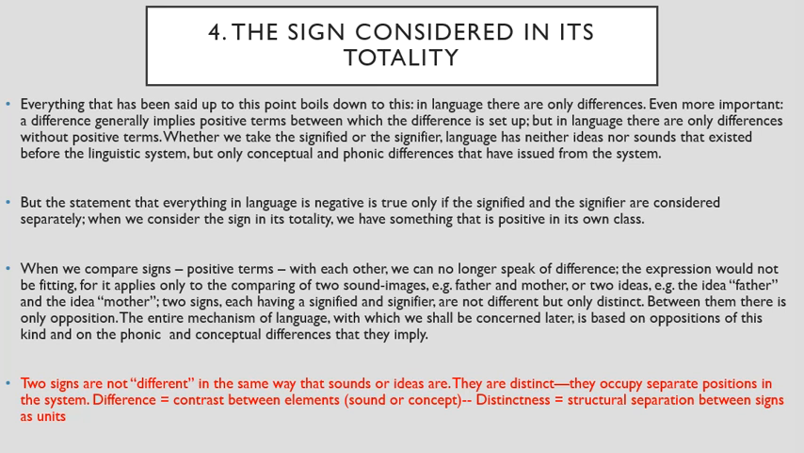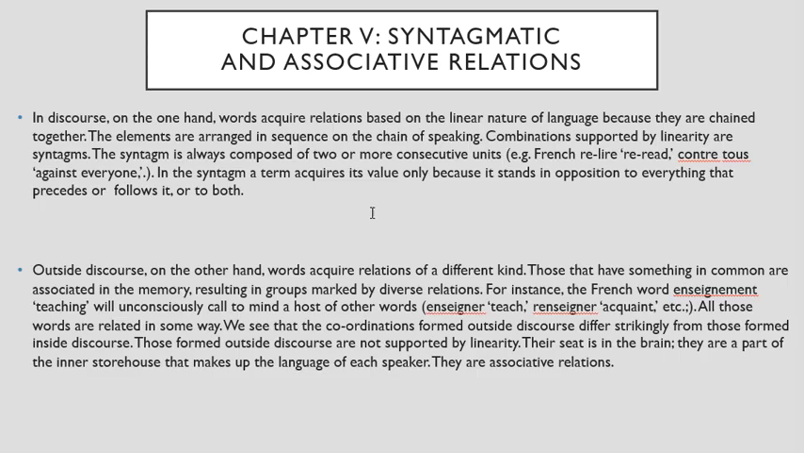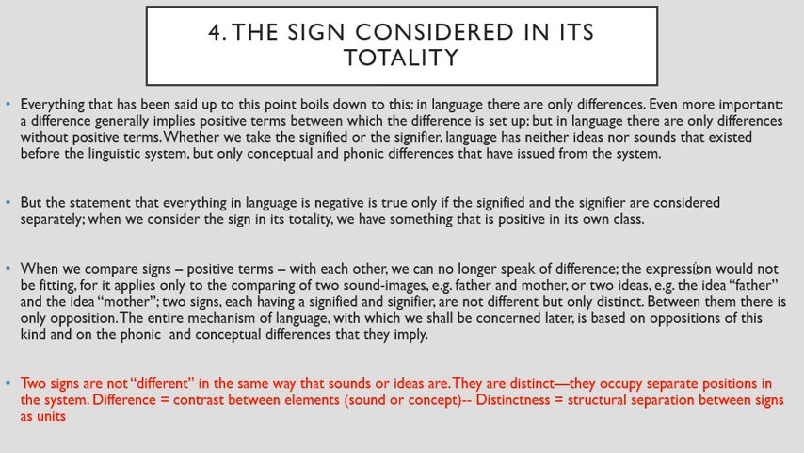Okay, this is the part where it gets a little bit difficult for me, because I had a lot of trouble understanding this myself. Everything that we said till now is that language is made up of differences. And this is going to blow your mind or be very paradoxical for you, so bear with me. In language, there are only differences without positive terms. When we take the signifier or the signified, language has neither ideas nor sounds that existed before the linguistic system, but only conceptual and phonic differences that have issued from the system.